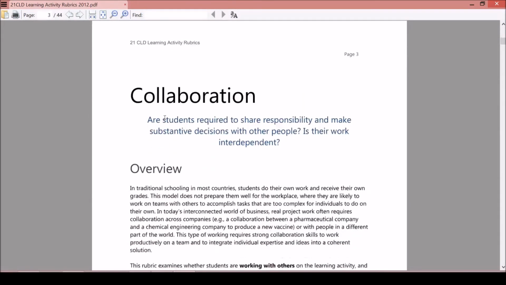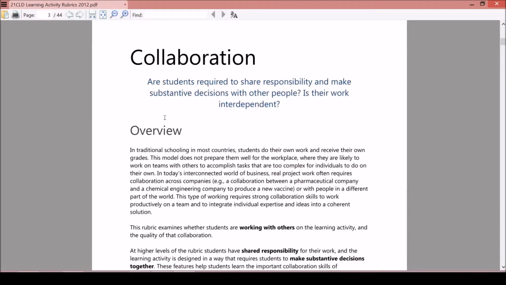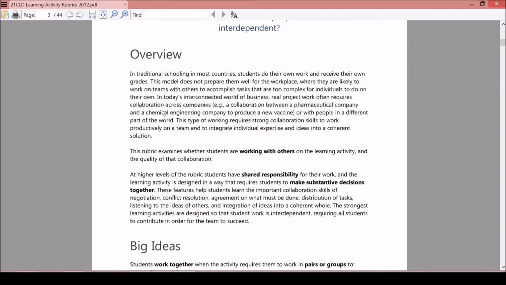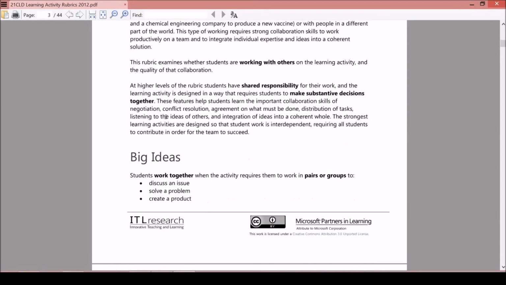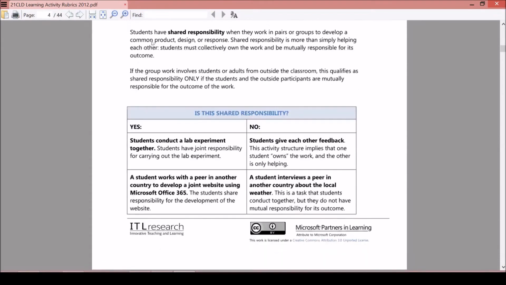And so as I scroll through here, you'll see we can move to this major heading of collaboration, and this describes what this document views collaboration to be, and it defines each one of these ideas. So as I scroll through here, I'll go down to the shared responsibility part of this section, and notice that it defines shared responsibility here, and it gives you examples to help you score the rubric.